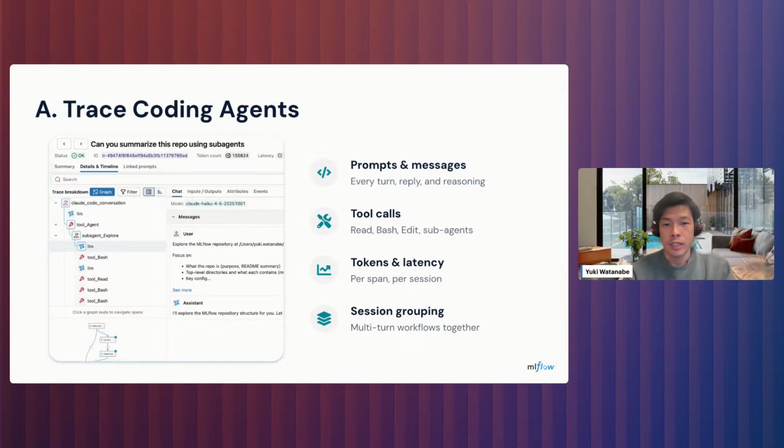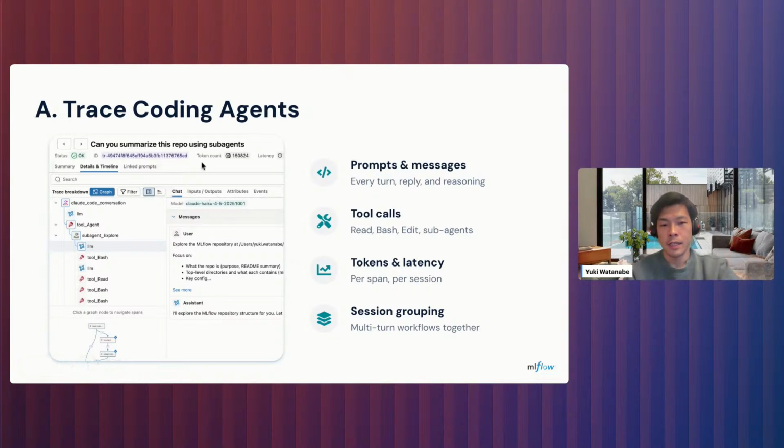The answer is tracing. We've been talking about tracing quite a few times in this talk, so you're probably already familiar with it. But tracing in a nutshell is a kind of structured log that captures everything the agent does: LLM calls, which prompt, what messages are passed to the agent, what tools are given to the agent, what tools are executed, and token counts, latencies, and some metadata like session grouping. All of it is in a single object called a trace.